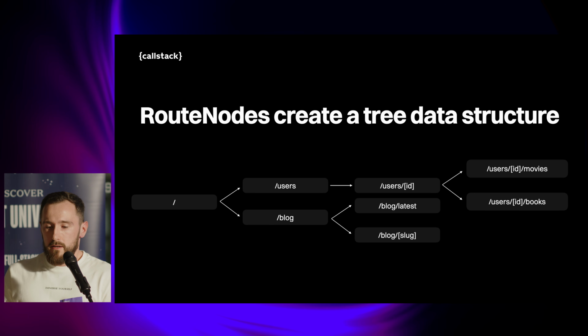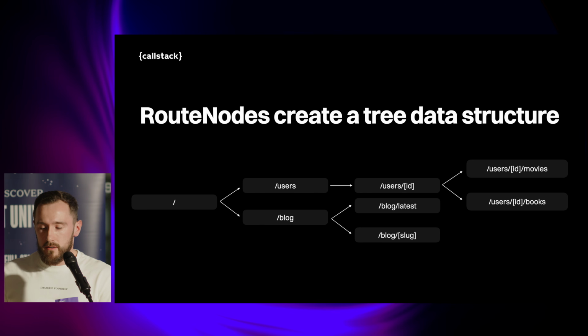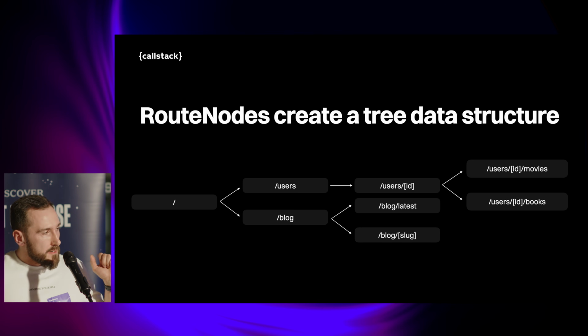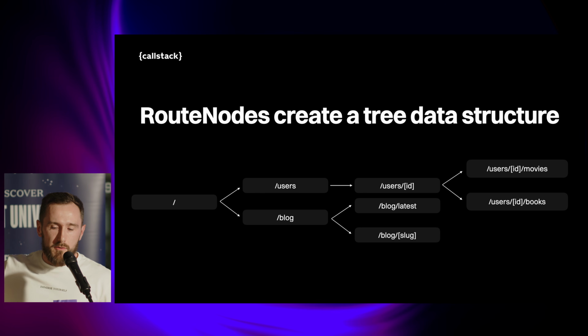Nevertheless, now we need to match the correct route according to the URL passed by a user. So we start with the URL split by slashes, and then we start our iteration from the root. So we start from the slash node. We check the children, whether the current segment is equal to one of the children's. If so, we move to this node and continue as long as there are segments left in the URL.